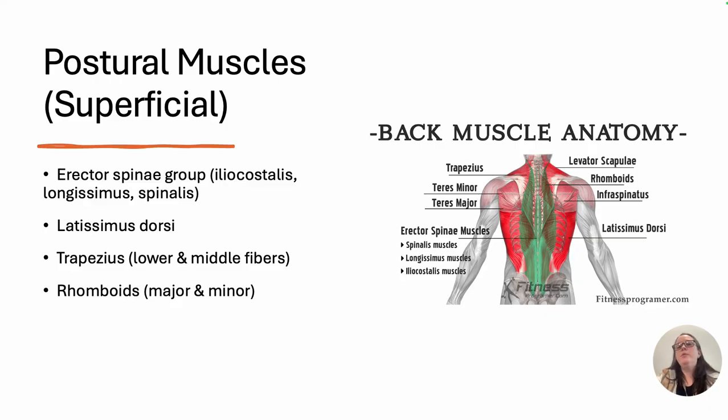So these are the superficial postural muscles. A postural muscle is in charge of keeping your posture and you're not thinking about it. On the back this includes the erector spinae group. Remember the 3 erectors that we talked about yesterday? One was the spinalis, along the spine. One was the longissimus, which connected a little further out on the transverse processes. And then your iliocostalis would be towards the ribs, where they connected on all the ribs.